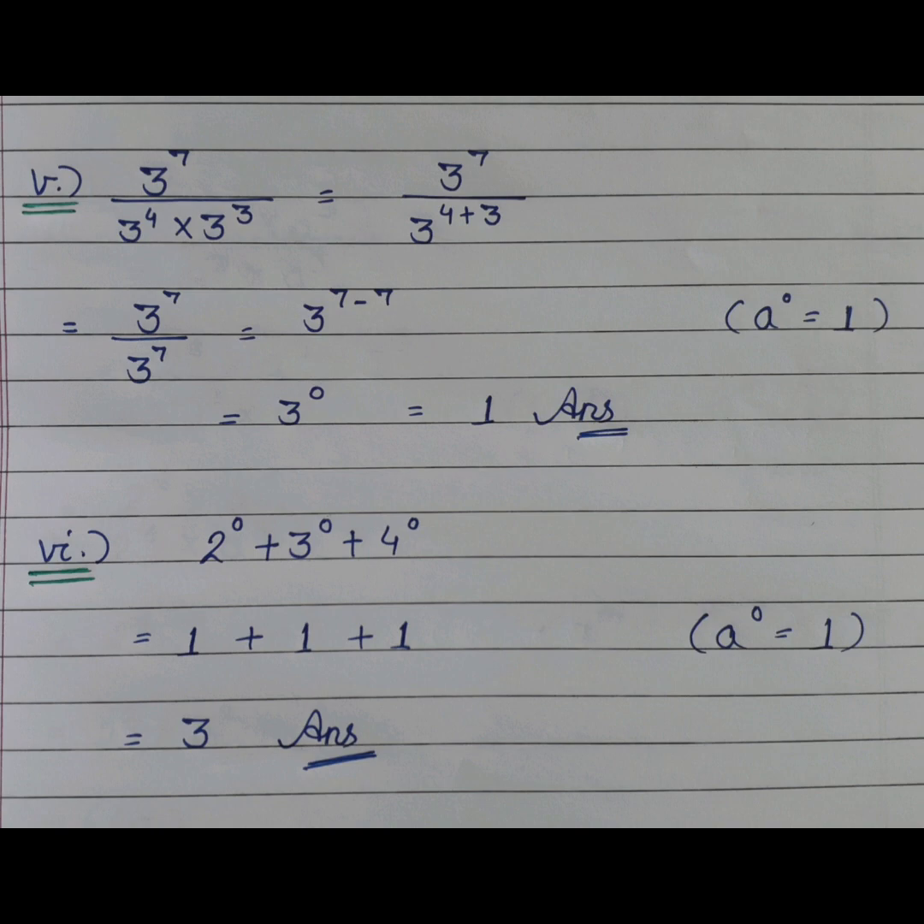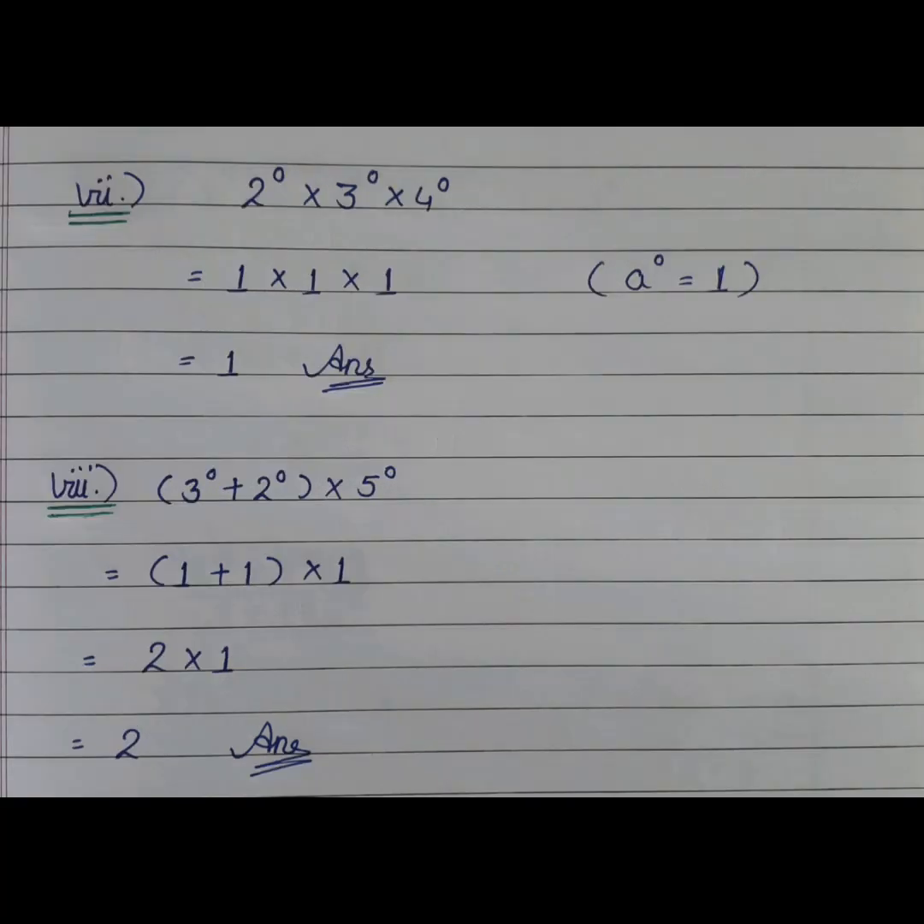Or whenever I am subtracting any powers with the same base, I can write on the right hand side, a to the power m divided by a to the power n becomes a to the power m minus n. This will always help you in getting extra marks from the teacher. So let's solve the next question, and the next question is 2 to the power 0 into 3 to the power 0 into 4 to the power 0 becomes 1 into 1 into 1, and the answer will be 1.